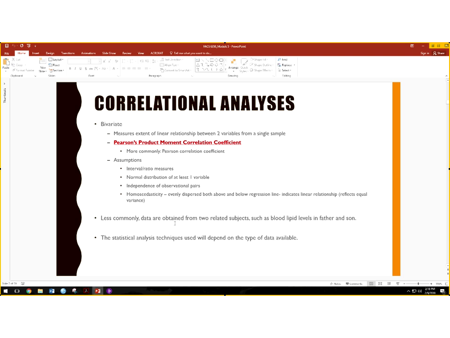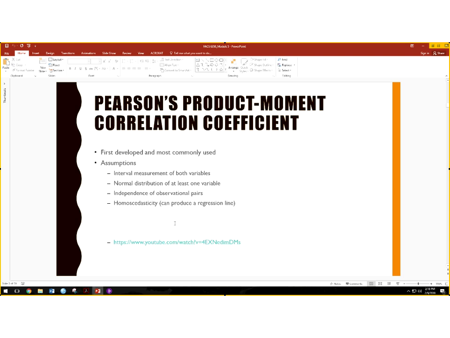So we're going to make some assumptions about this data and say that we have high-level measurement, interval or ratio, and is normally distributed, independently observed, and homoscedastic. So you have to test those assumptions. So the Pearson's R, this is a pretty good video about the Pearson's product moment correlation coefficient. Again, those assumptions, you have to test for your assumptions before you can actually run your correlation.